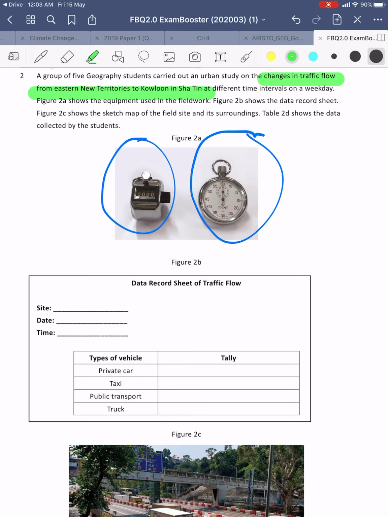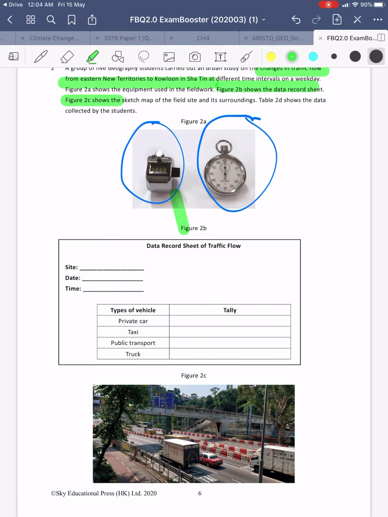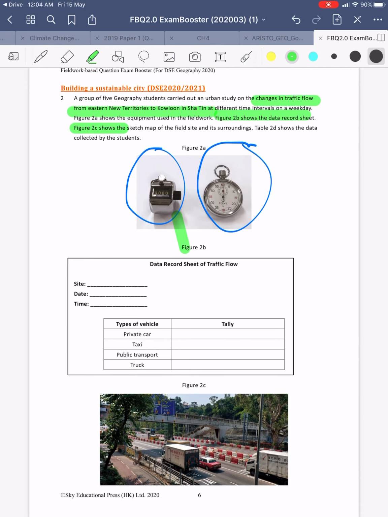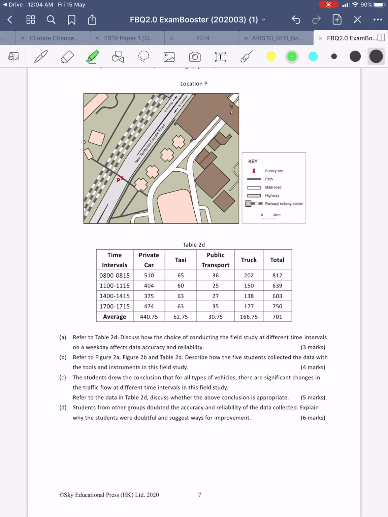So Figure 2a is talking about the equipment used in the fieldwork. Figure 2b is talking about the record sheet, how to record the data. And then Figure 2c is talking about a sketch map of the field site and its surroundings. Number 2d shows the data collected by the students. This one is a sketch map.